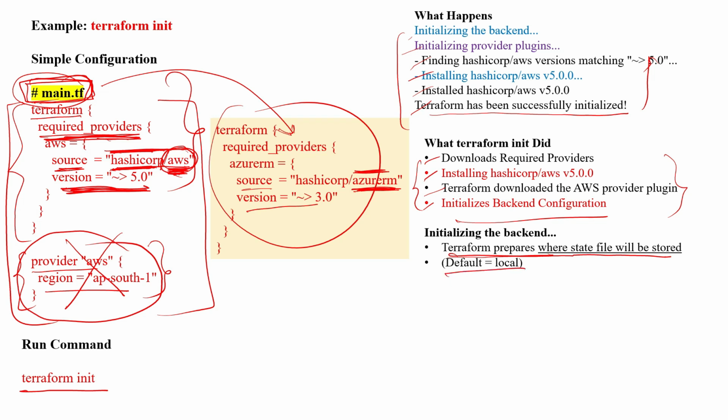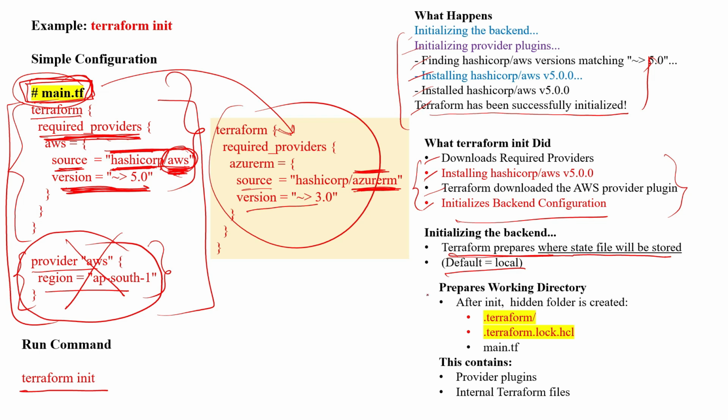By default, it is going to be stored in your local system, but you have an option: you can store Terraform state files in remote locations as well. There is a separate benefit of storing it remotely that we will discuss later, in the later sessions. And then it prepares the working directory, where after initialization, it will create two items.